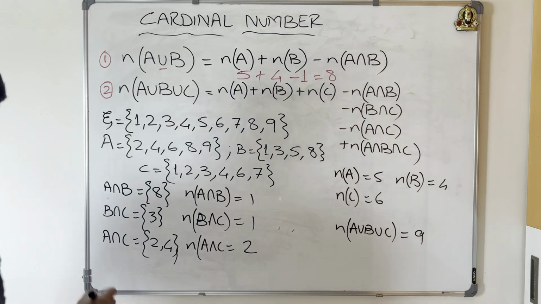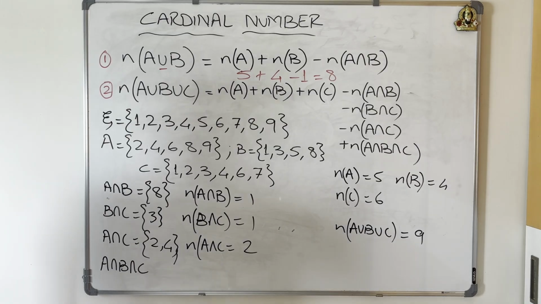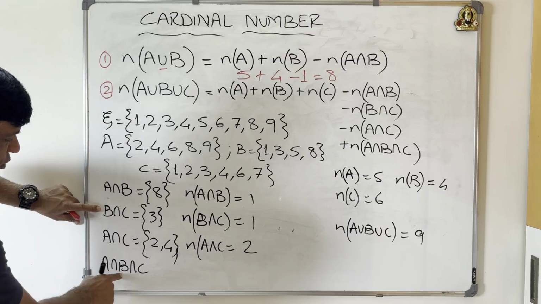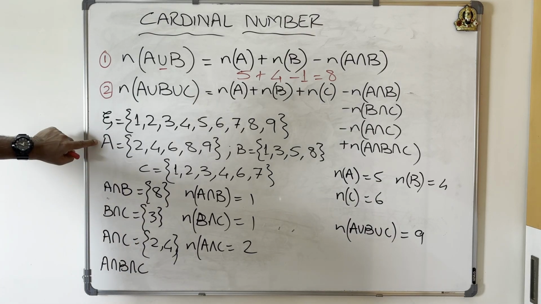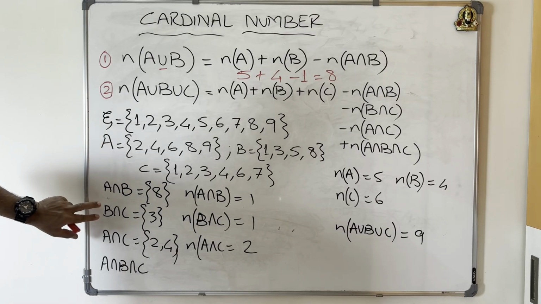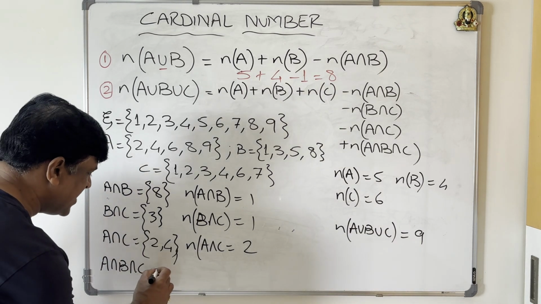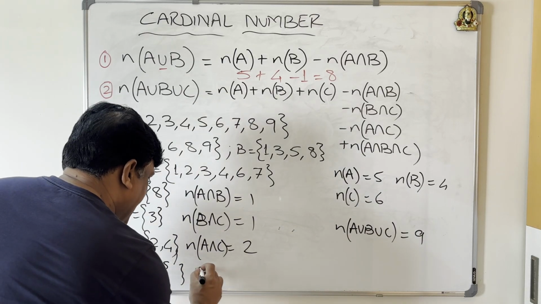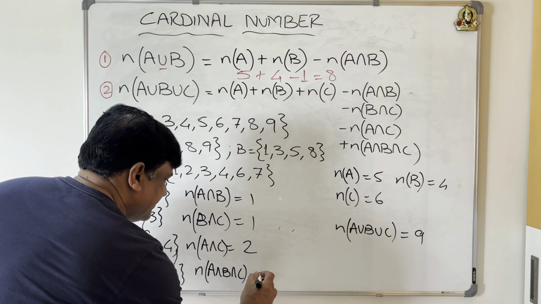Now the last one, A intersection B intersection C. You already have B intersection C over here. Look at it, it's 3. Can I pitch it against A and find out? Do you have anything common between B intersection C and A? There is nothing. It's a null set over here. So n of A intersection B intersection C is 0.